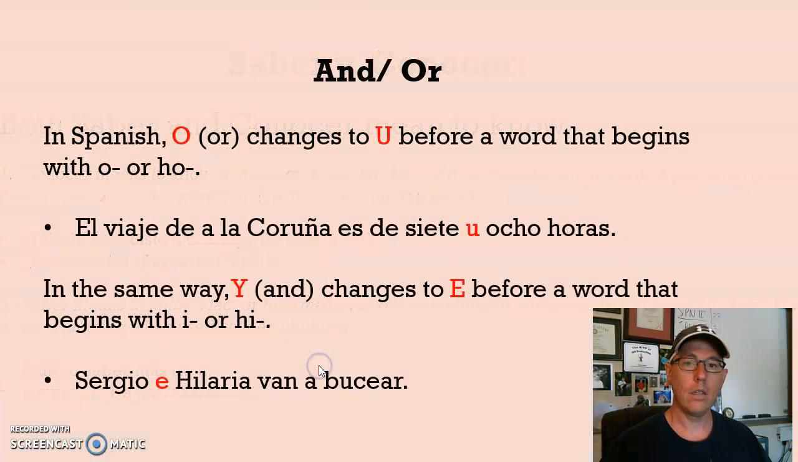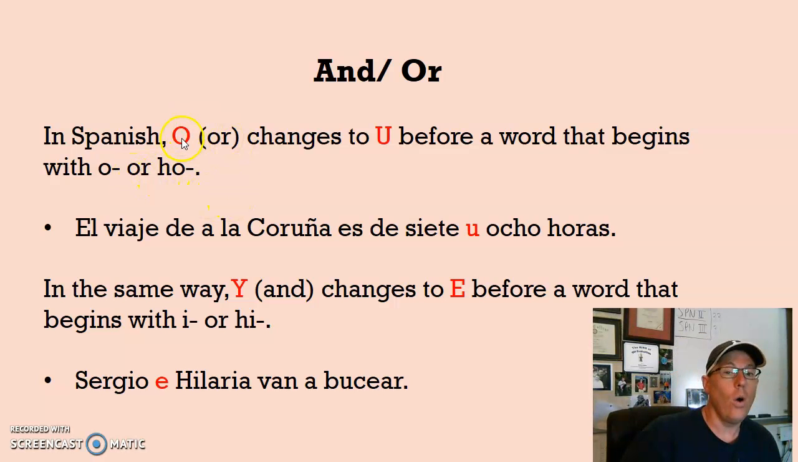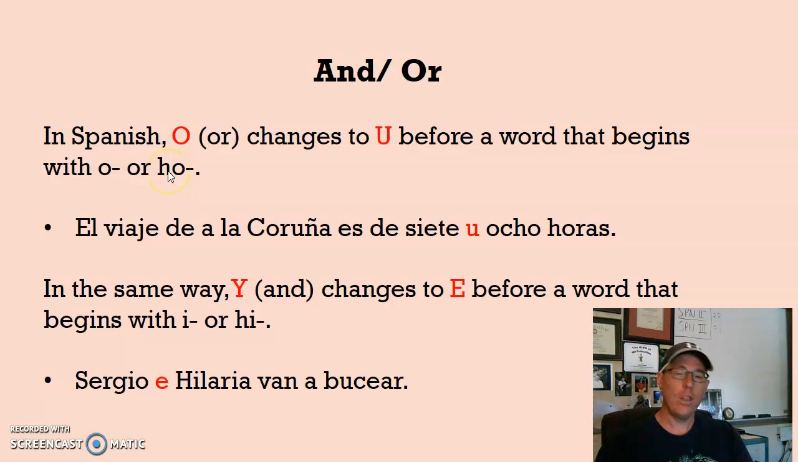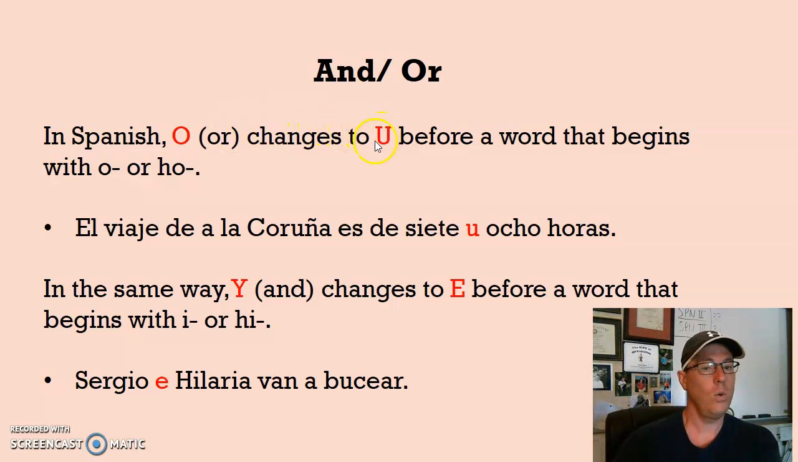Moving on. The words and, or. In Spanish, o, which means or, changes to u before a word that has the same sound. So obviously, since H's don't get pronounced in Spanish, these both are pronounced o, okay? So when you have an o here and the beginning of another word, you can't differentiate the word or from the next word that's going to come afterward. Consequently, we change its spelling to u.